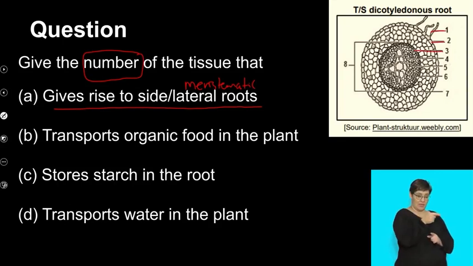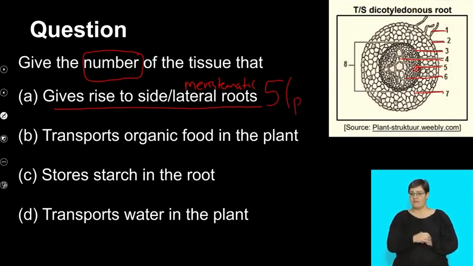Now if we have a look, that's 1, that's 2. Number 3 goes to there. Number 4 goes to there. Number 5 goes to that tissue. Number 6, number 7, number 8. Now what we're looking at, this layer is the endodermis, and just underneath it, layer number 5, gives rise to lateral roots. I'm going to give the name here, just so that you know. It is the pericycle. That's what it's called.